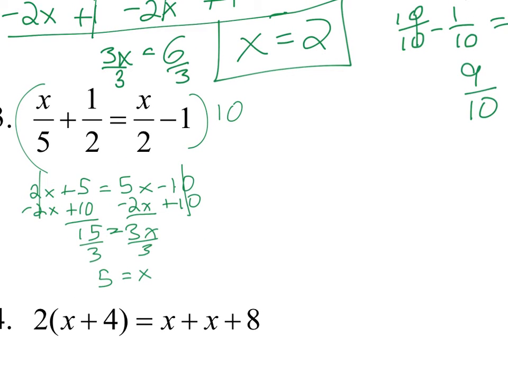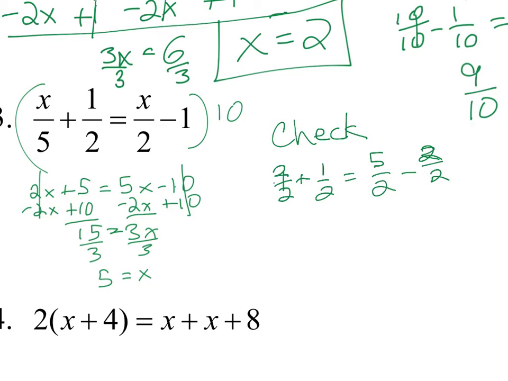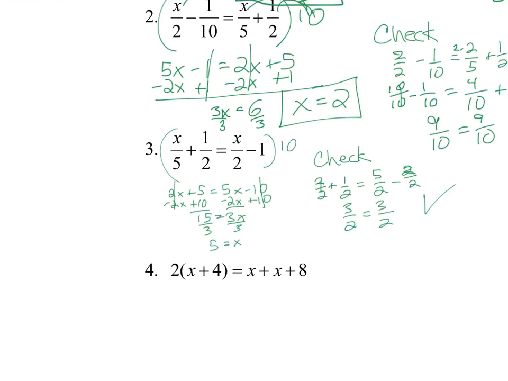Okay, so we're going to check that. If x is 5, I have 5 over 5 plus 1/2. Is that equal to 5 halves minus 1 is 2 halves? Okay. So 1 is 2 over 2. 2 plus 1 is 3. 5 minus 2 is 3. Well, there we go. Yes, it is. So check. We did it right.